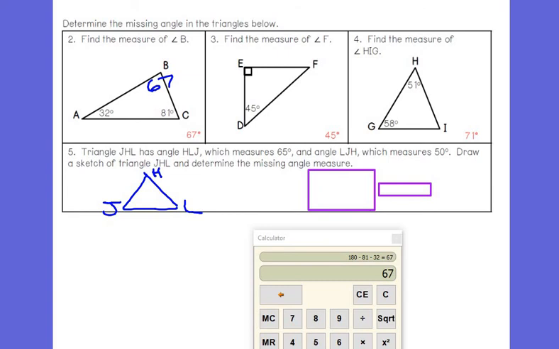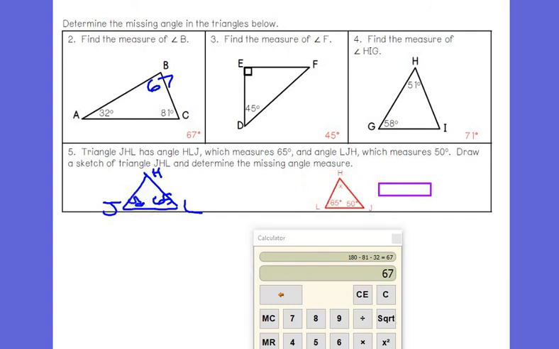Says angle HLJ has a measure of 65 degrees. So what angle has 65? L has 65. Okay? Then it says angle LJH has 50 degrees. So what letter has J? J has 50 degrees.